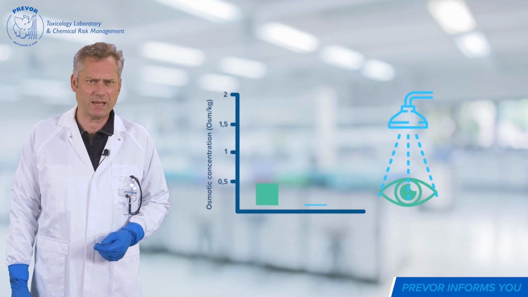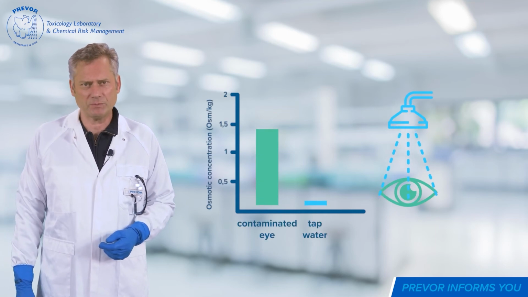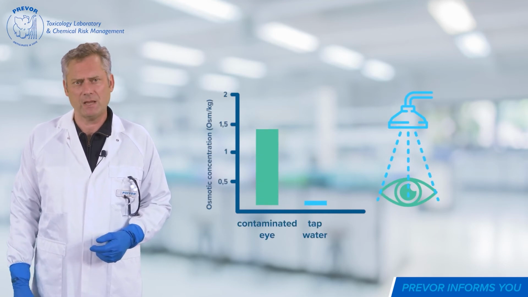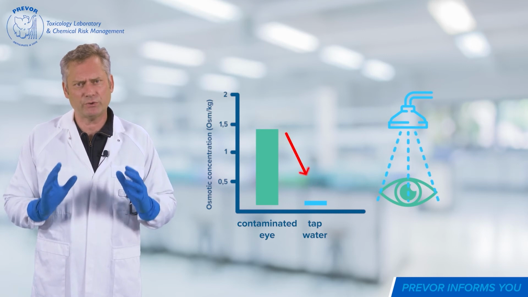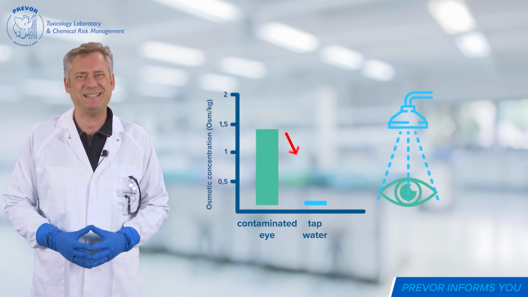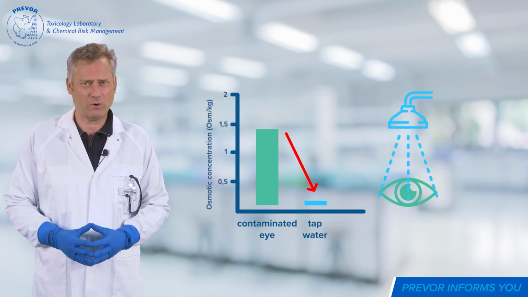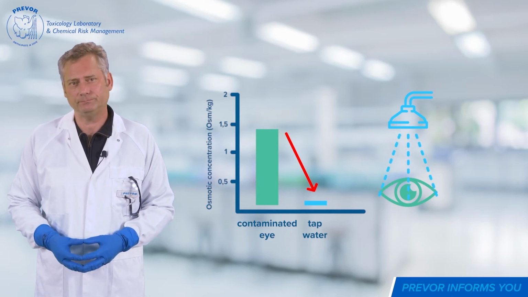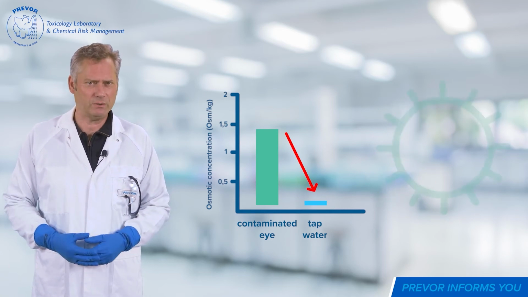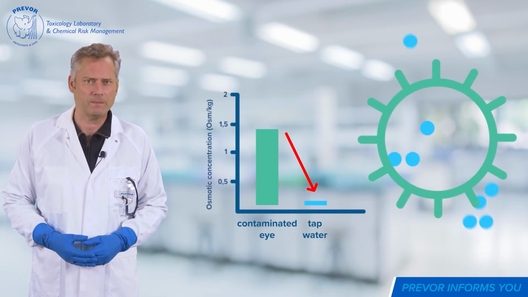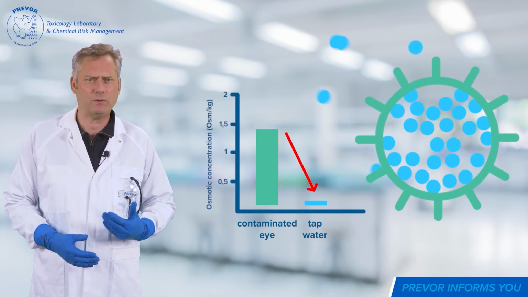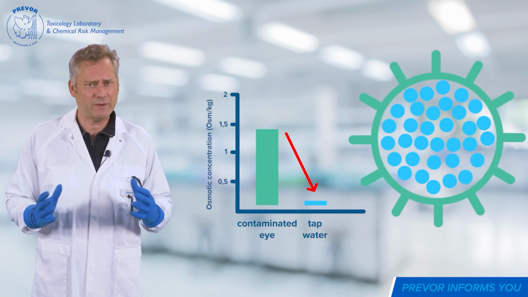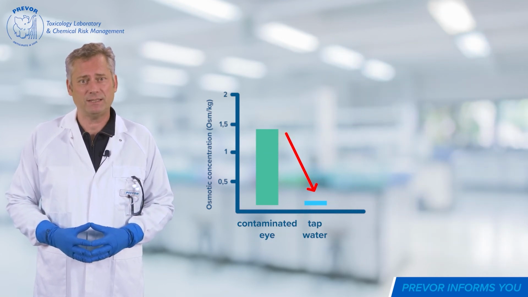Remember the two-glass experiment? Even in the case of this accident, nature will balance the osmolarity of the two liquids. But here the difference in osmotic concentration between the eye and the water is immense. 1.4 versus 0.1. Many water molecules enter the cells of the eye. Because there is little space to accommodate the water, the cells of the eye will eventually burst. This is what doctors call osmotic shock.